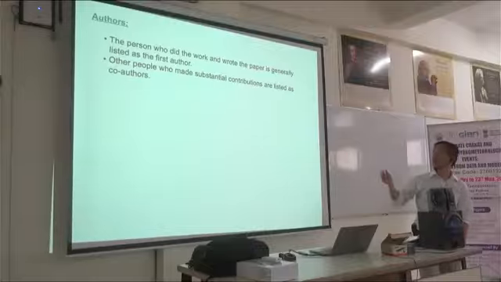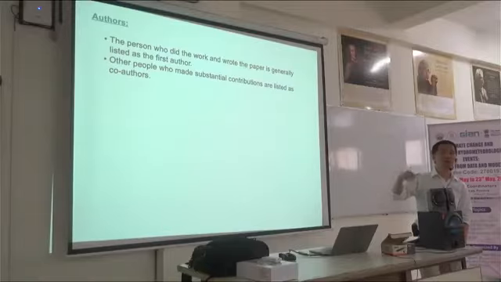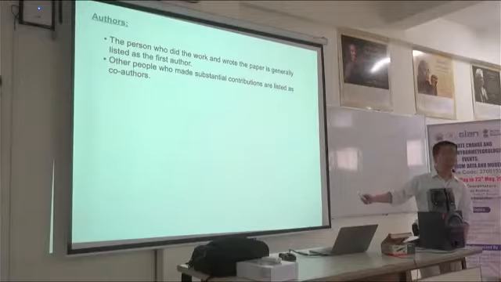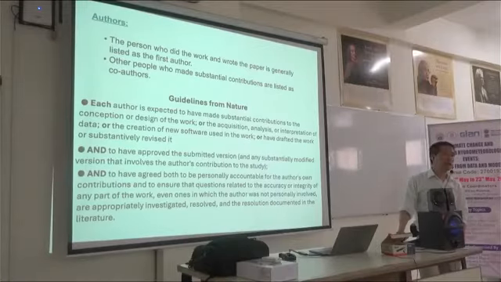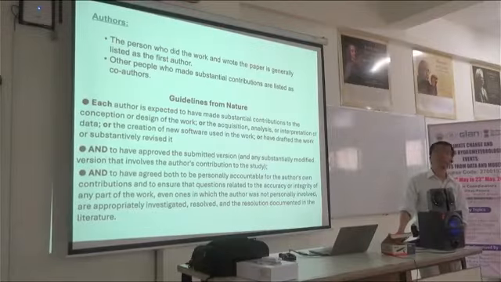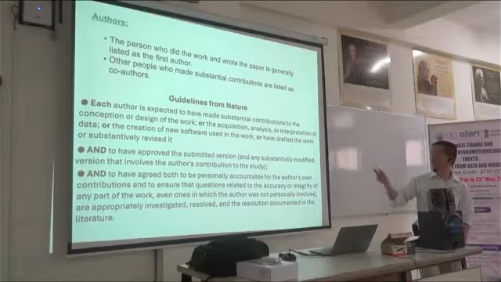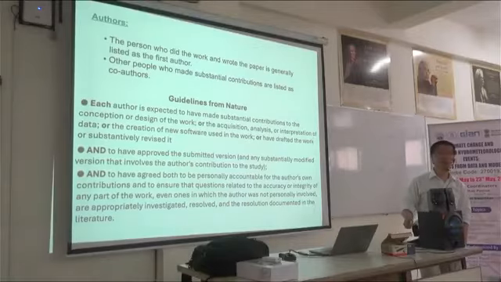So you can't find people to be authors just because they are your advisor. If the people didn't contribute anything, they shouldn't be authors, right? So there are ethical issues. So when we think about the guidelines, there are different societies and different journals that have their guidelines in terms of who should be on the author list.